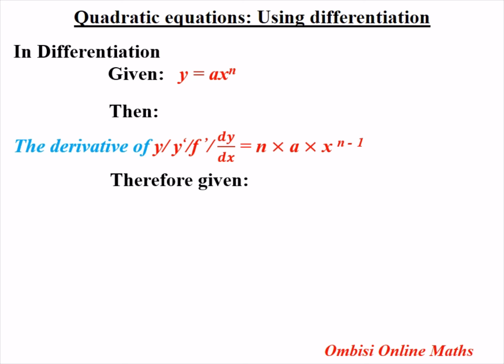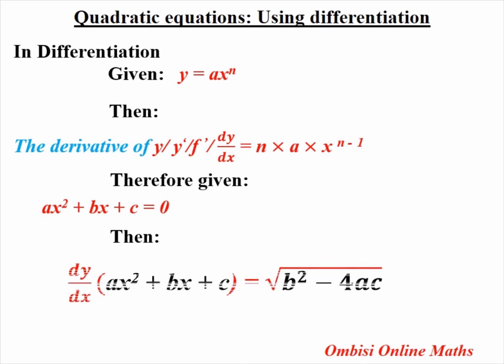Therefore, given any quadratic equation ax squared plus bx plus c equals 0, the derivative of ax squared plus bx plus c should be equal to the square root of the discriminant, which is b squared minus 4ac. So this is the formula of differentiation that is going to help us to solve quadratic equations.